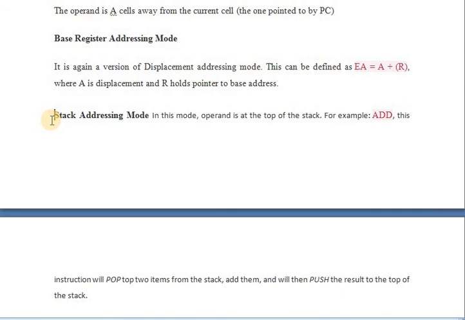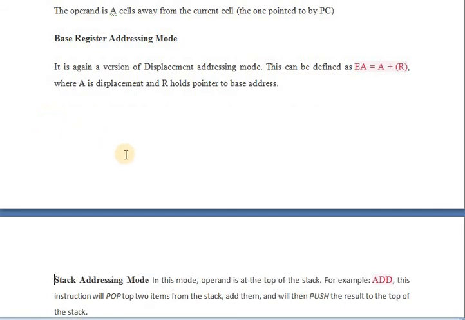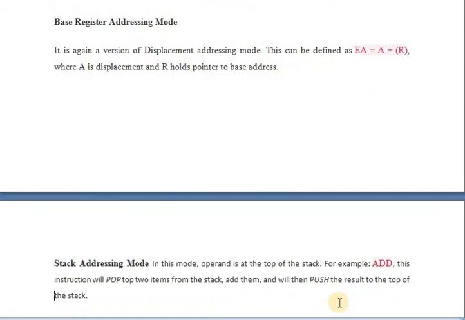Now at last we are going to see the stack addressing mode. In this mode, the operand is at the top of the stack. For example, the ADD instruction will pop two items from the stack and then push the result to the top of the stack. With this, the addressing modes are over.